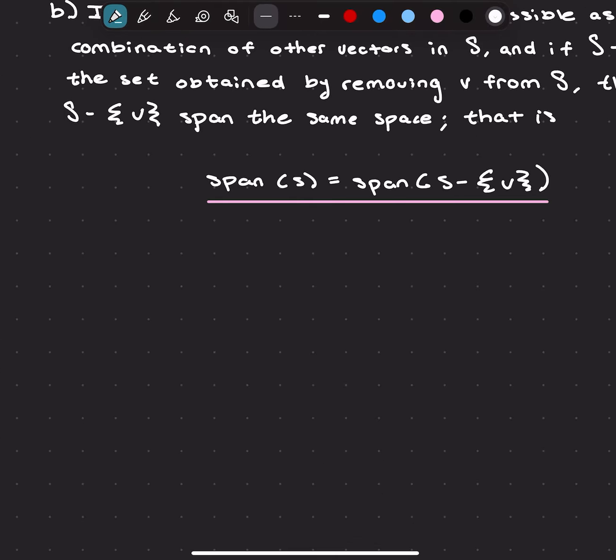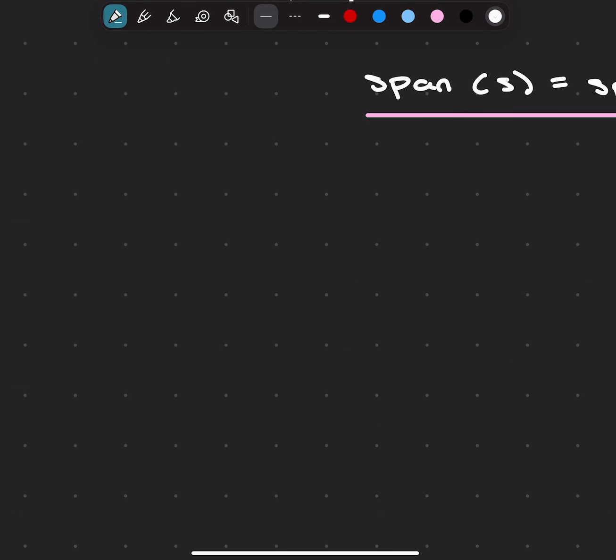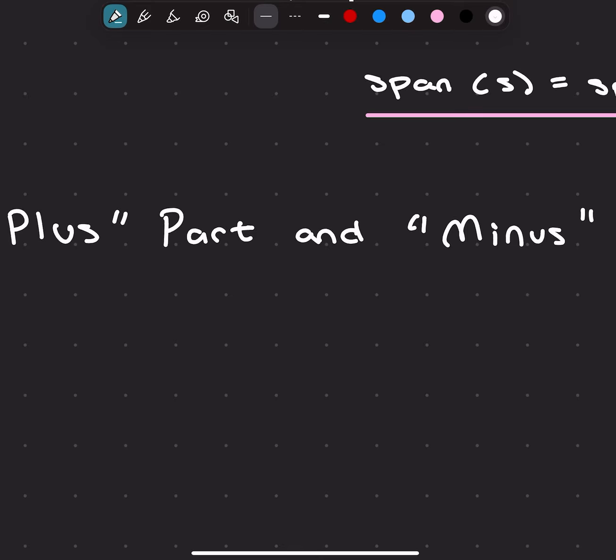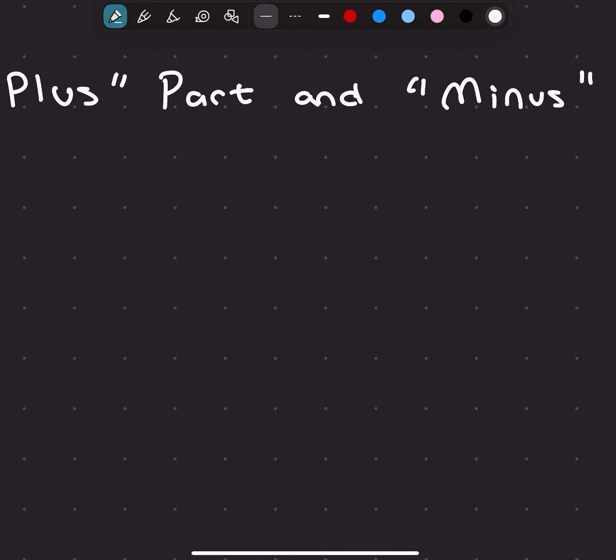What we have in this theorem are conditions that explain when you can add a vector to a set and when you can remove a vector from a set without messing things up. So in this way, this theorem has two parts. The plus part, and the minus. So the first part, adding a vector to a set.